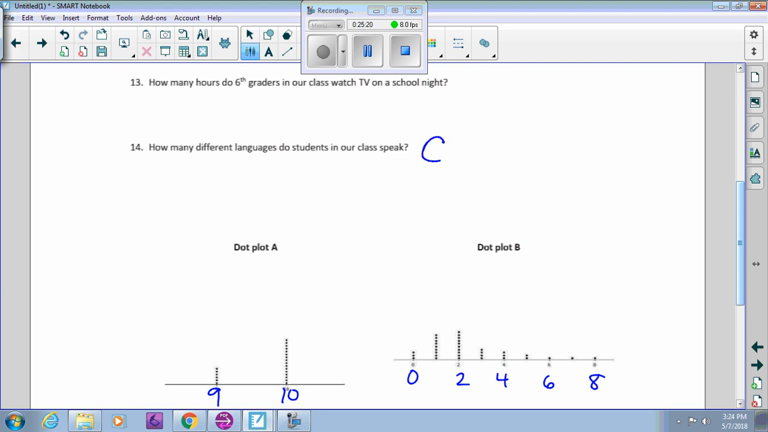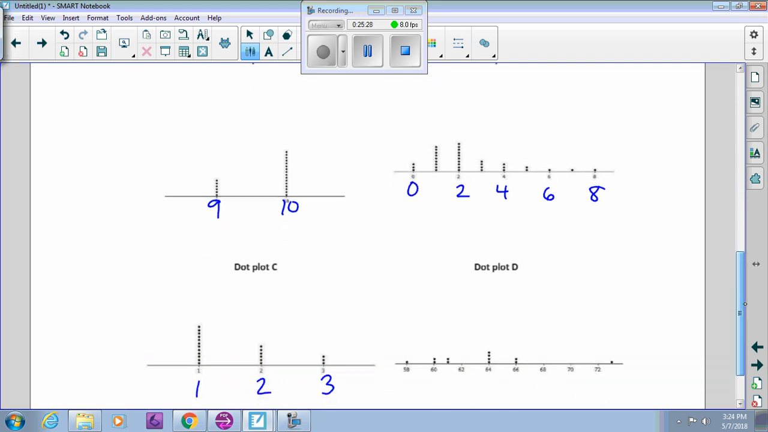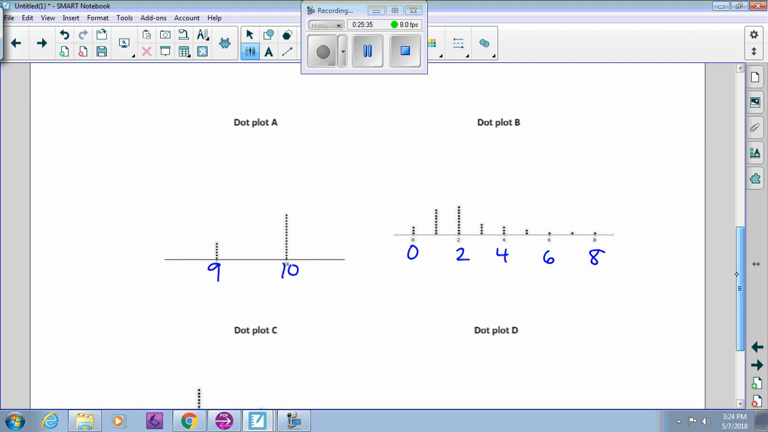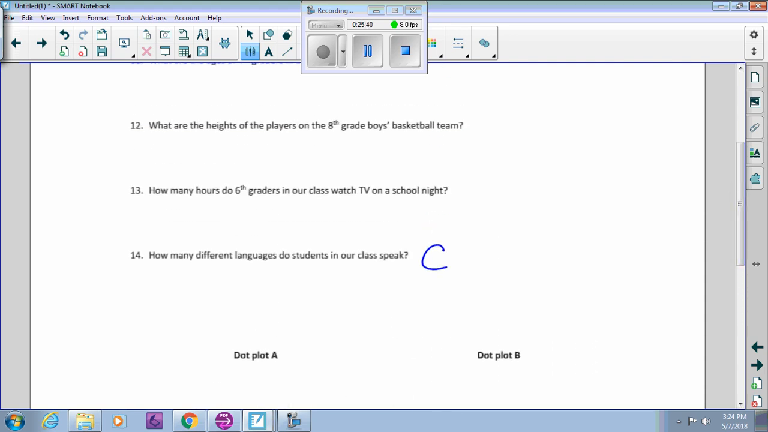So dot plot C. Let's look at 13. How many hours do 6th graders watch TV on a school night? Oh God, I hope that's not A. I'm hoping that's C. No, we already used C. Let's use B. That's insane too. All right, I need to pause the video. I'll be right back.